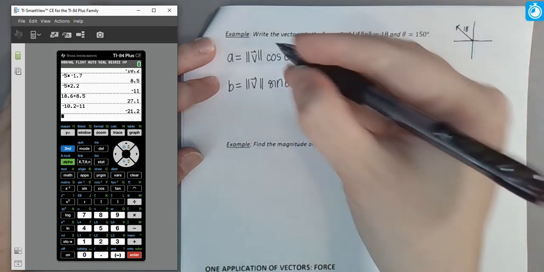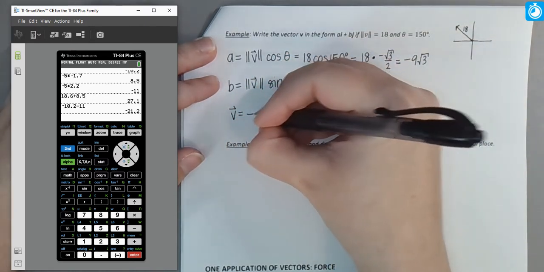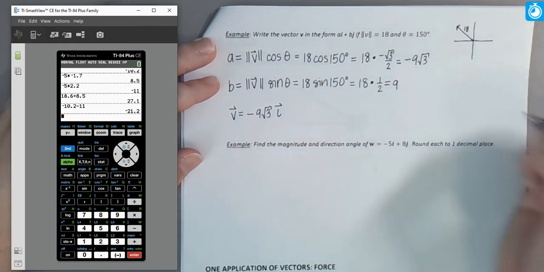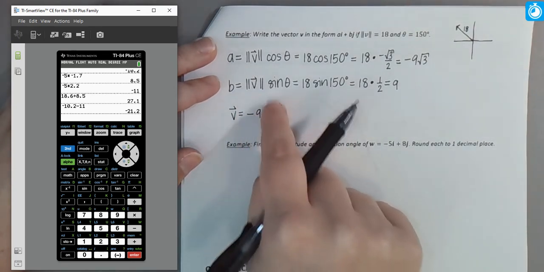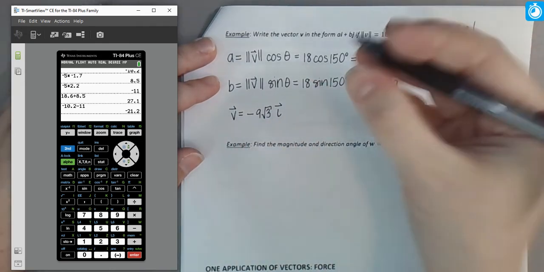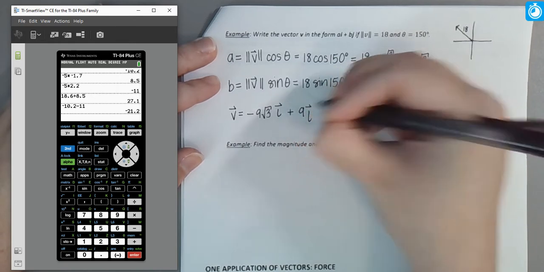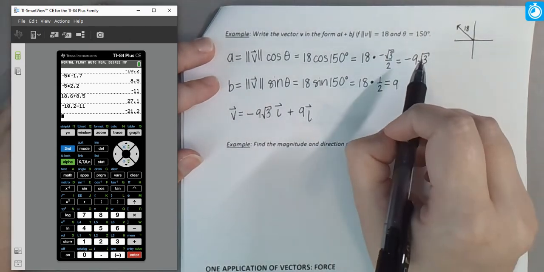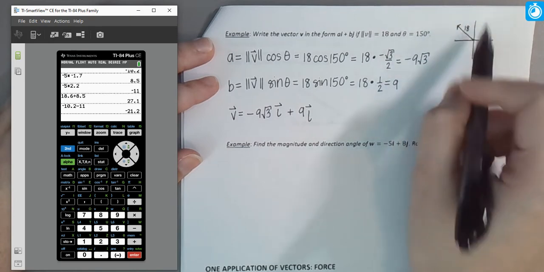So in unit vector notation, our vector v is given as negative 9 root 3 as a scalar multiple of the unit vector i. In other words, if this is 1 unit horizontally, this is the amount we travel horizontally. So in the negative direction, that particular amount, plus 9 as a scalar multiple of the vector j. Sure enough, as we expected, the horizontal component is negative, the vertical component is positive, and that matches up with what we see here.